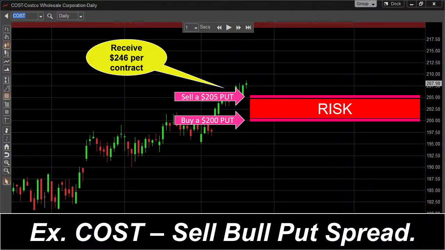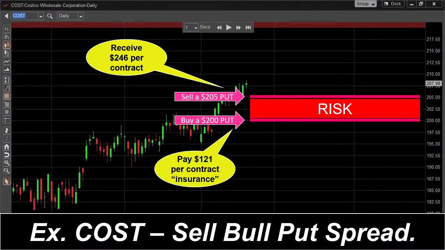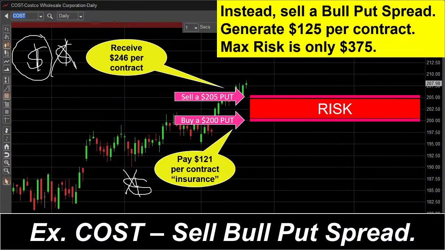And just like any insurance policy, it's going to cost some money. In this example, it costs $121. So if you thought this was $2 signs, this is $1 sign. So these cancel each other out, leaving you with $1 sign. That's what I have over here. So instead, you're going to sell that bull put spread and generate $125 per contract. And instead of $20,000 of risk, you shrink your risk all the way down to $375.